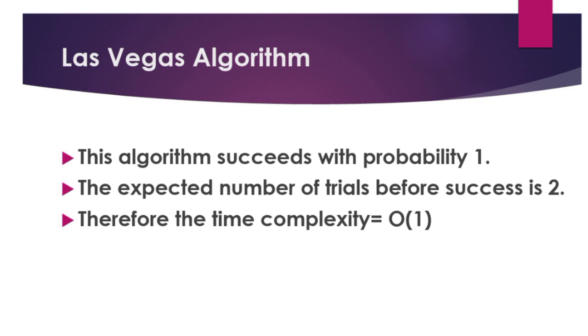Next, here half of the elements are A, so anyway this algorithm succeeds by encountering A. So the expected number of trials before success is 2. Therefore the time complexity is big O of 1.